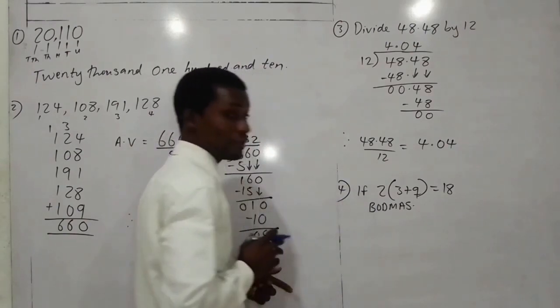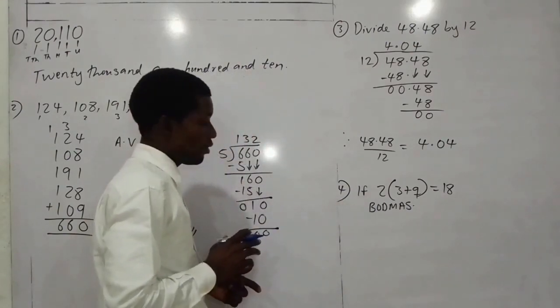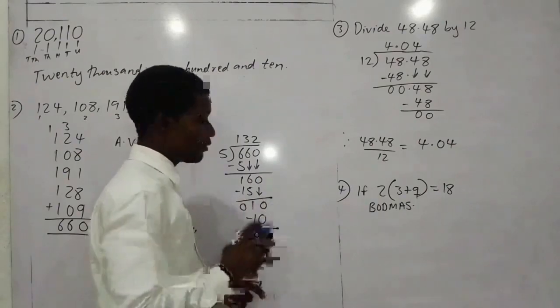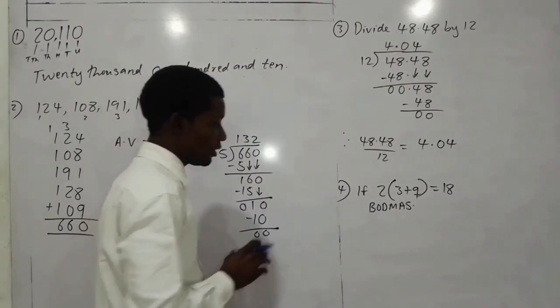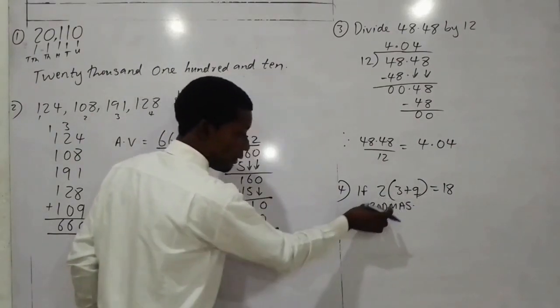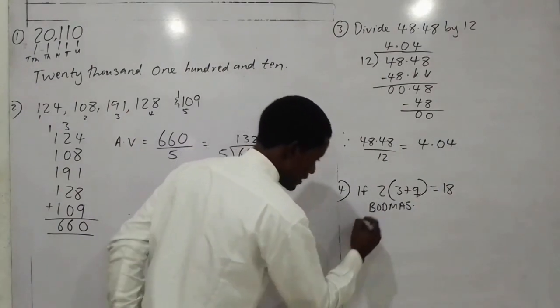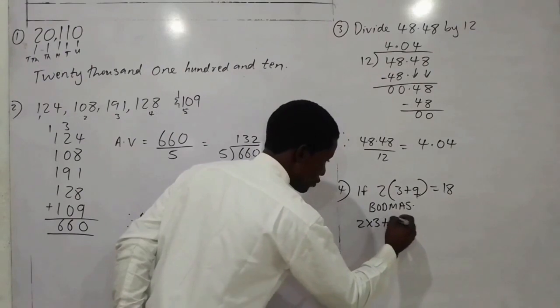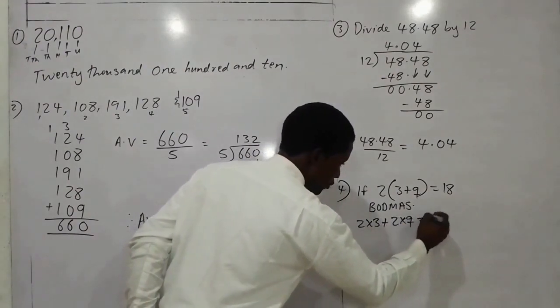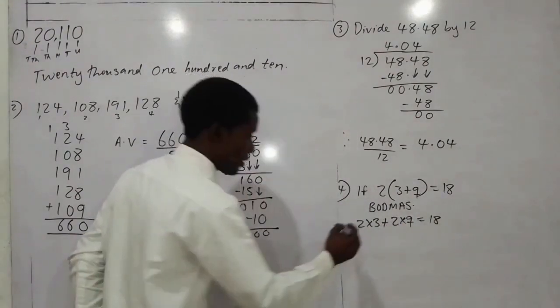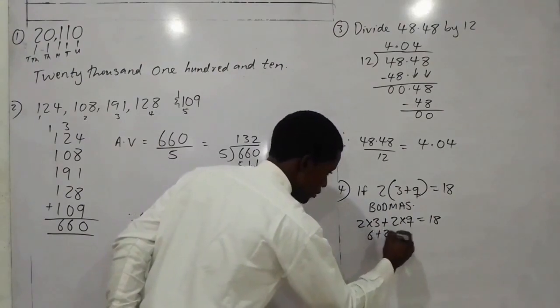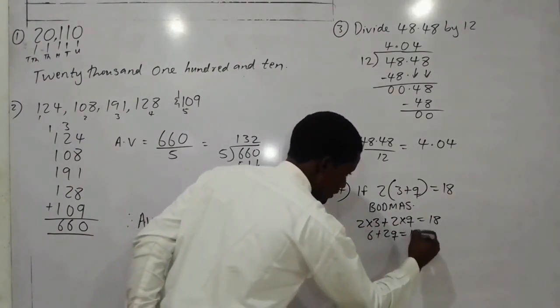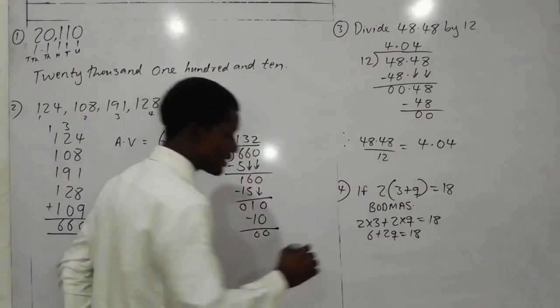Then followed by exponents (of), followed by division, followed by multiplication, addition, and subtraction. Now we are starting with what? With brackets. You need to open the bracket. So we say 2 times 3 plus 2 times q equals to what? 18. Now 2 times 3 is 6, plus 2q equals 18. Now the next thing you need to do is to what?